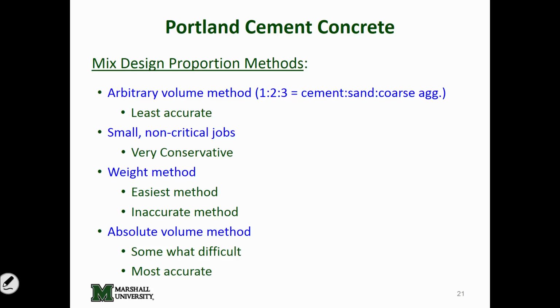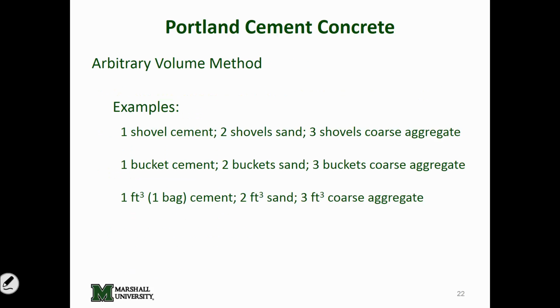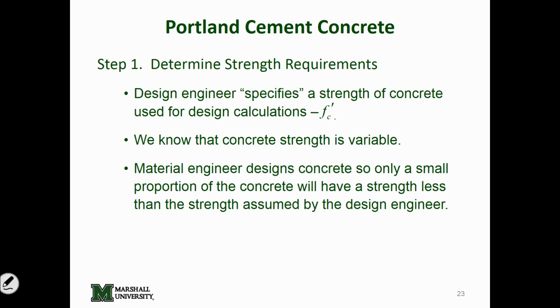One volume cement, two volumes sand, three volumes coarse aggregate, mix that together, put some water with it, and you've got concrete, and that'll give you decent concrete. So depending on what you're building, if you're out at the farm, the 1, 2, 3 method works great. If you're running a ready-mix concrete plant here in Huntington, you better be doing absolute volume, because when somebody buys a yard of concrete, they want to be buying a yard of concrete. Any other methodology could be off just a little bit from that volume standpoint. Examples of the arbitrary method: you can use buckets, shovels, whatever you want to use to make that work.